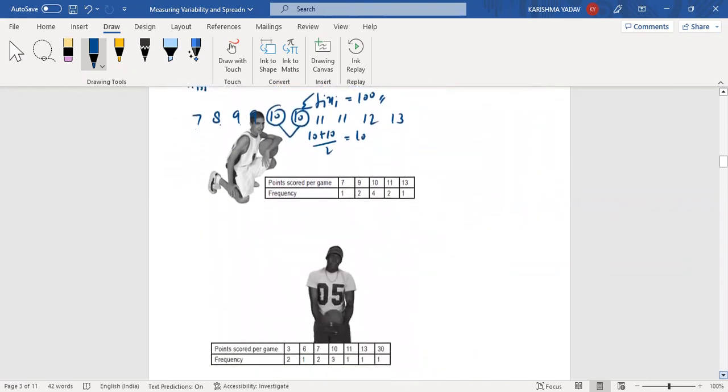Now let's talk about the second player. This is my second player. When I talk about the mean, like we have done for the first player, this is my xi, this is fi, and we are going to find the mean for the second player.